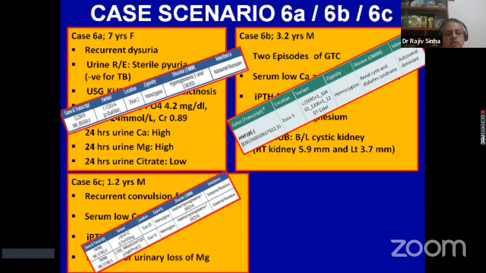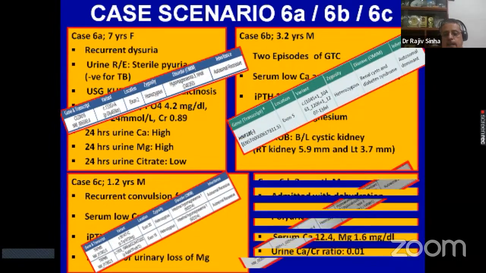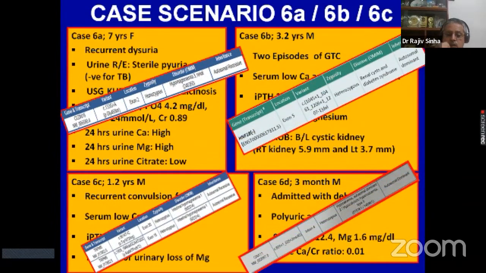Third child, the one who was having convulsions from about 1.5 months of age, was found to have a compound heterozygous mutation in TRPM6. TRPM6 is a sort of gatekeeper of magnesium in the intestine. Because this was mutated, the child was unable to absorb magnesium from the intestine, and because the magnesium in the body was low, that resulted in the low PTH and low calcium. And the last child was found to have the hypocalciuric, hypercalcemic variety because of a mutation.